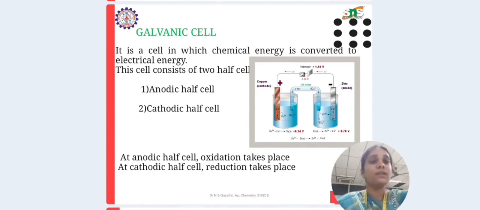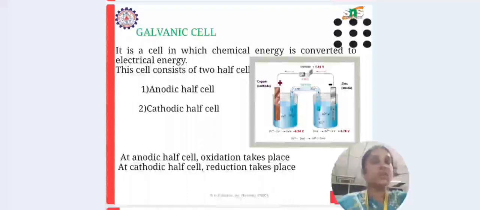At the anode, zinc loses 2 electrons, and these electrons are captured by copper at the cathode, which is reduction. In the overall reaction, zinc loses electrons and copper gains electrons. The overall output voltage of the galvanic cell is 1.1 volts.